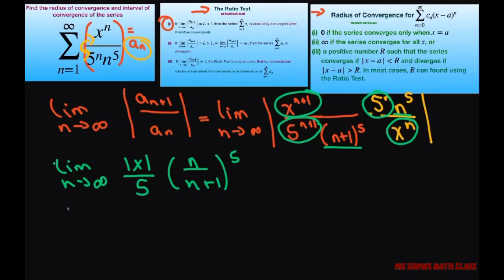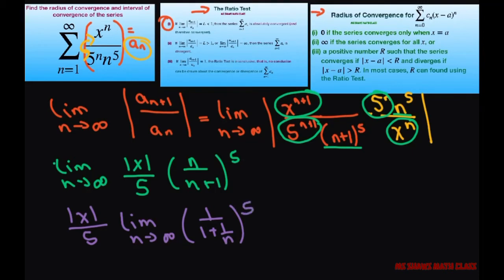So this is going to be absolute value of x divided by 5 times the limit as n approaches infinity. This is 1 divided by 1 plus 1 divided by n to the fifth power. So this is the absolute value of x divided by 5 times 1 to the fifth power, which equals absolute value of x divided by 5.